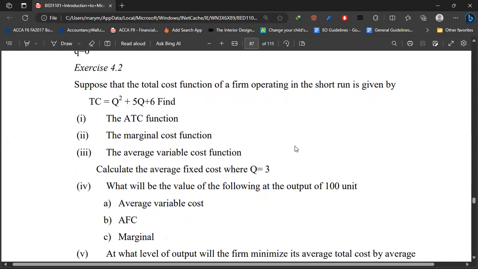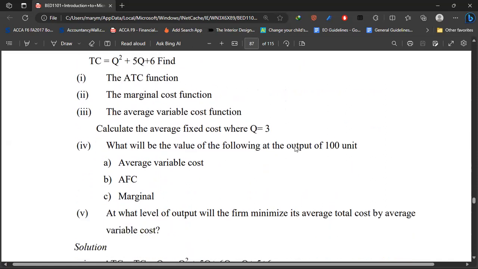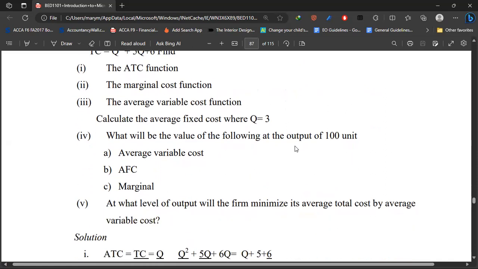Now, exercise 2, we are being told here, suppose the total cost function of a firm operating in a short run is given by Q squared plus 5Q plus 6. We are required to find the average total cost function, the marginal cost function, the average variable cost function. But down there, we are told to calculate the average fixed cost where Q is 3, and we'll be able to look at it.